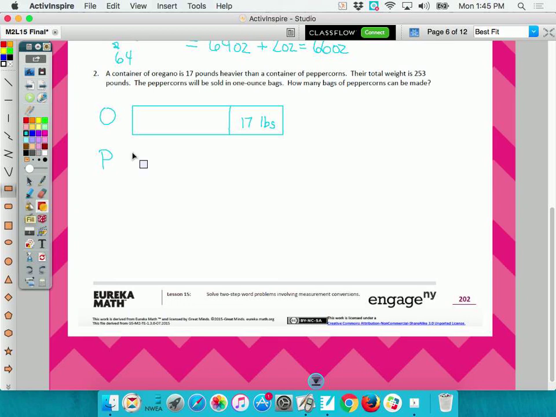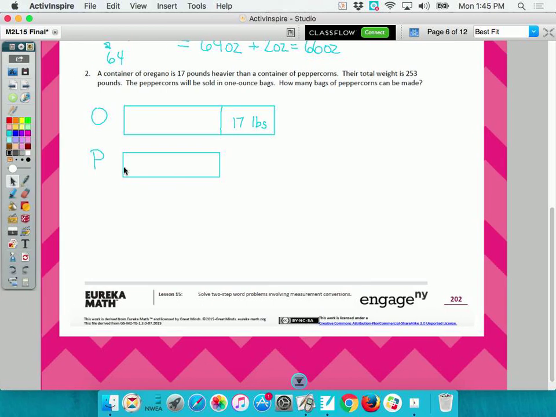Because we know the peppercorns are 17 pounds less, couldn't we just kind of do it like this? Yeah. That's about right, isn't it? So just eyeball it the best you can. Okay. So we don't know this amount, we don't know this amount, but we do know that this is 253 pounds right here.